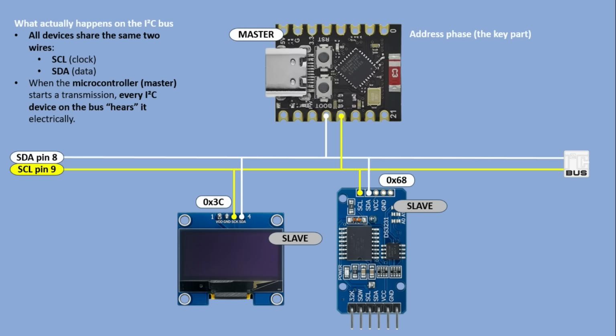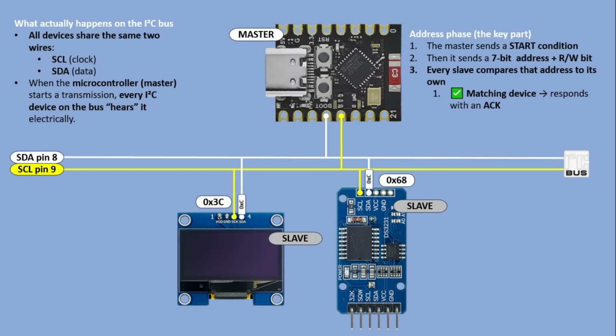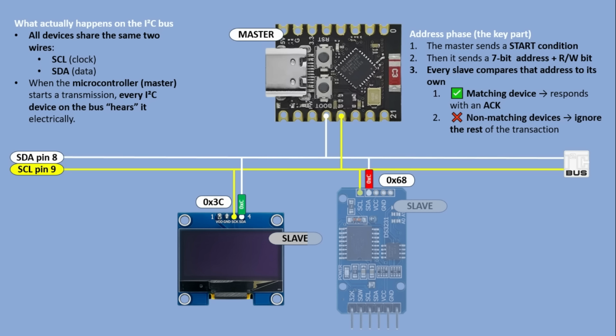Here is what happens on the bus. The master sends a start condition. It then sends the 7-bit address plus a read-write bit. Every slave device compares the received address with its own. If the address matches, the device responds with the acknowledgement bit. If the address does not match, the device ignores the rest of the transmission. Non-matching devices remain in the high impedance state, meaning they do not drive the data line and therefore do not interfere with communication.